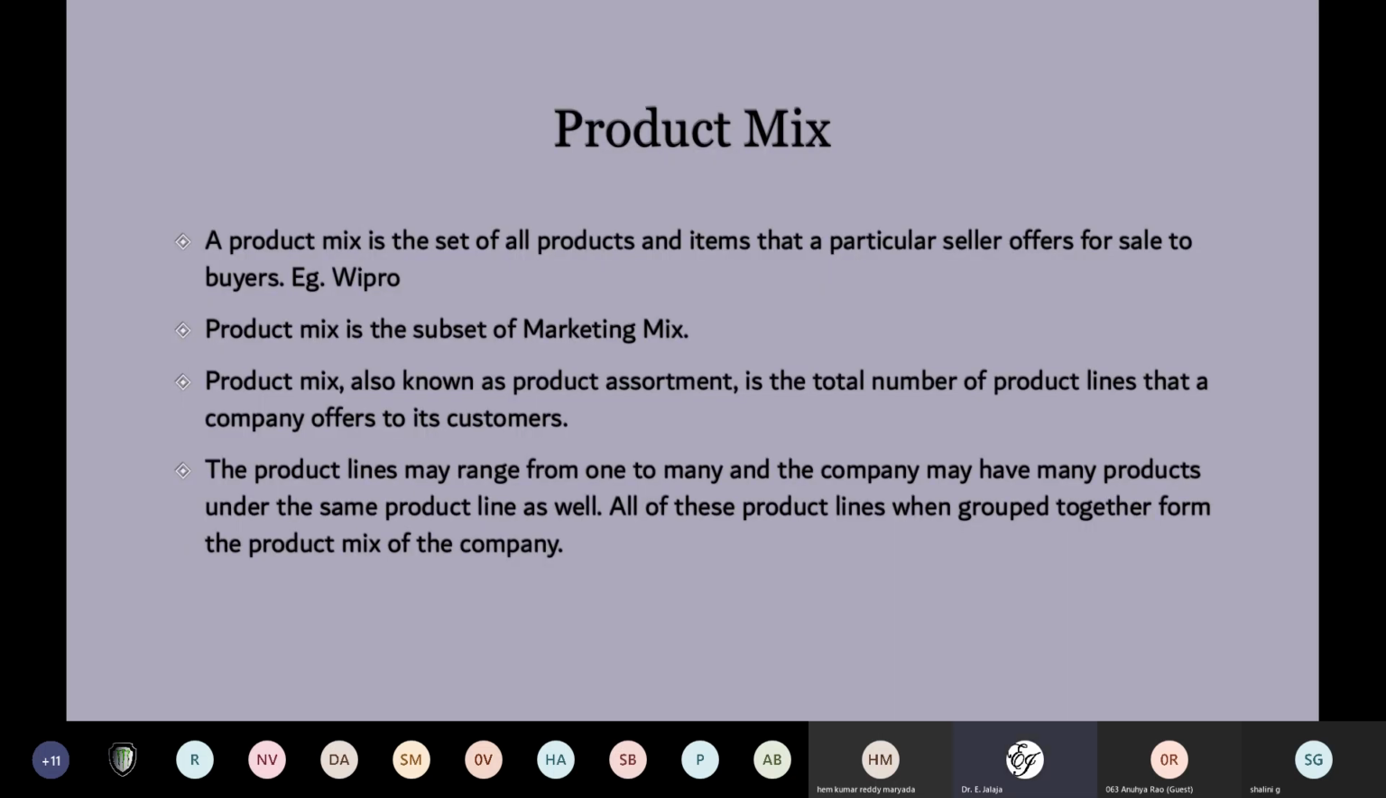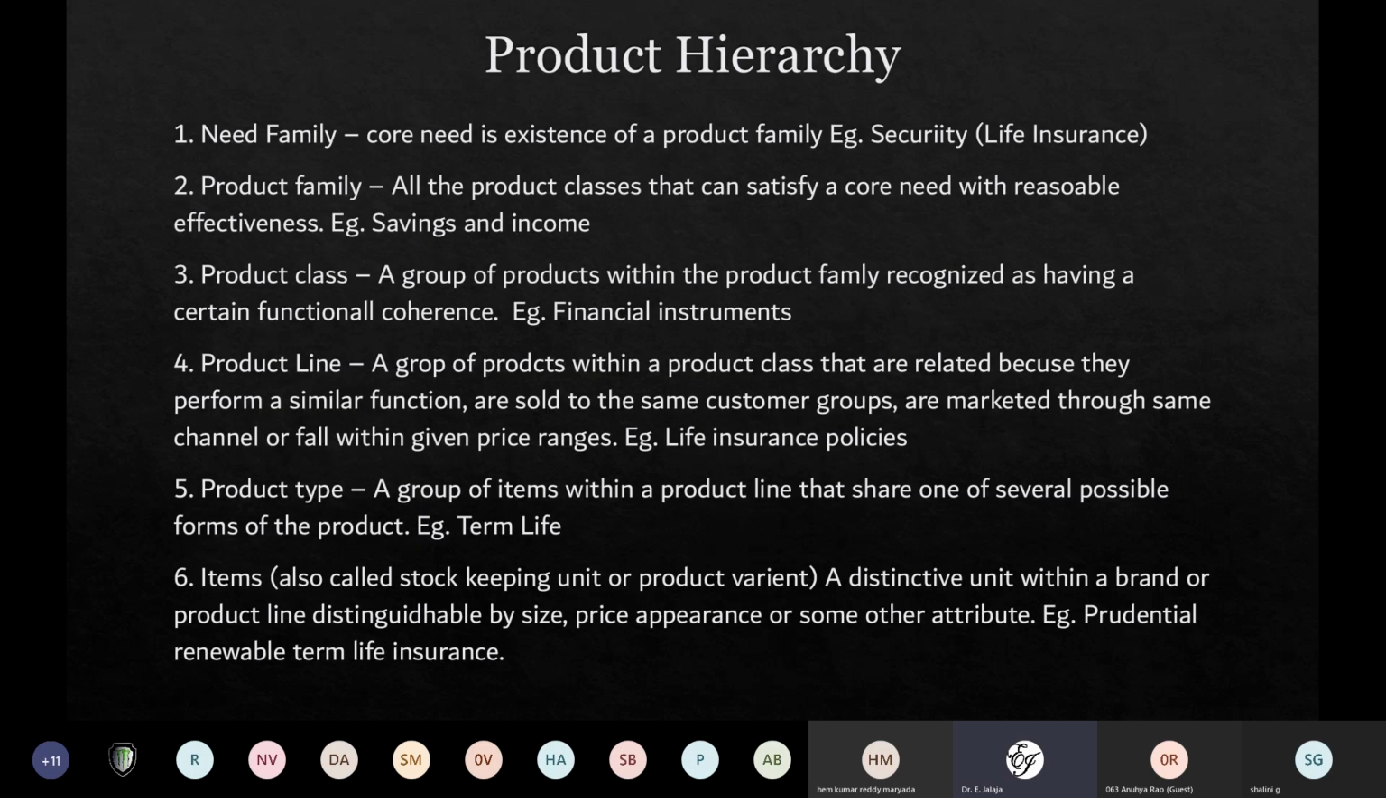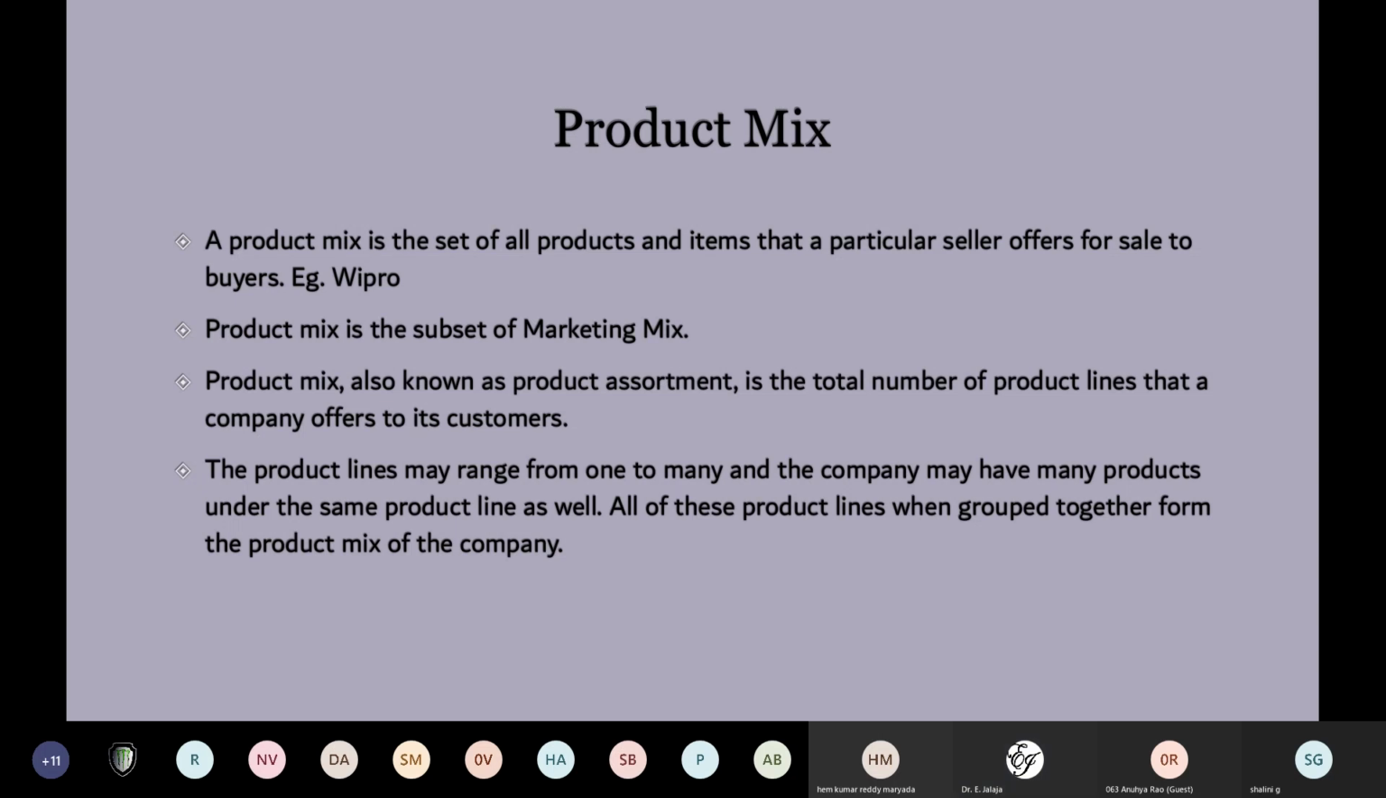Now, let us see what a product mix is. In the slide, maybe we haven't studied everything yet, but I start with the mix because all these things will be covered later. First, we'll start with the mix. What is a product mix? It is a set of all products and items which are sold by a seller. A seller will be selling certain items, and all the items he is selling form the product mix. But the product mix is a part, a subset, of the marketing mix.